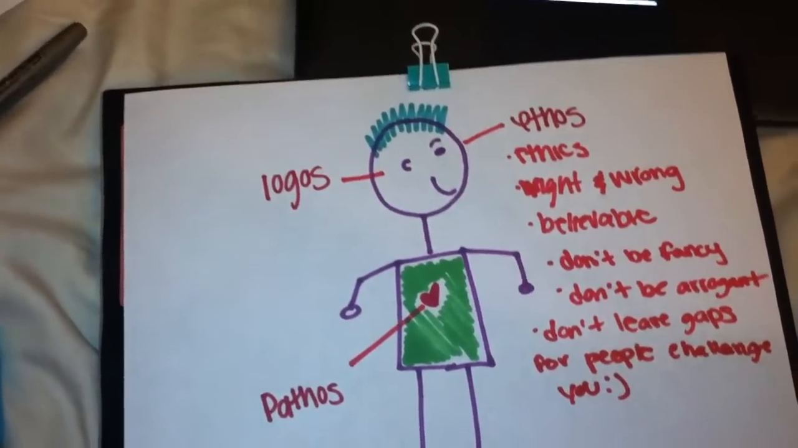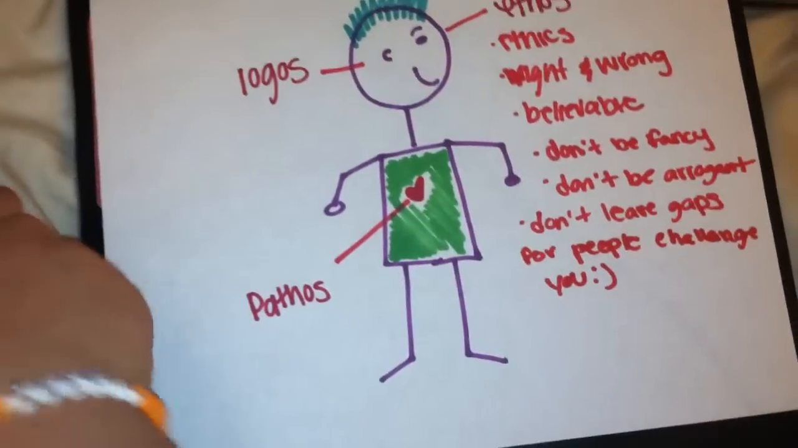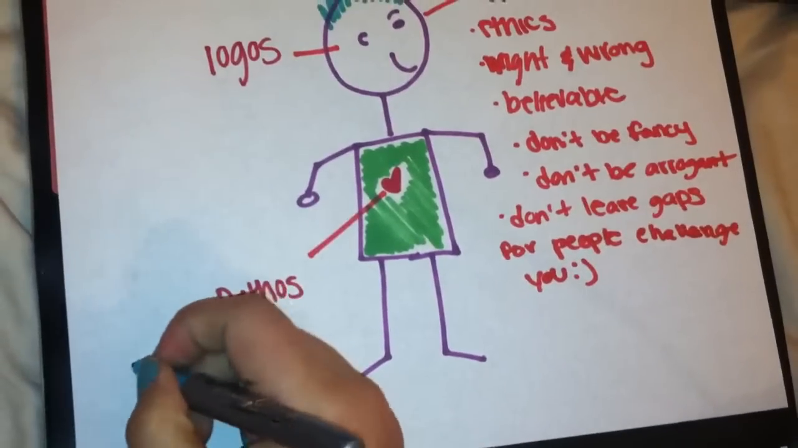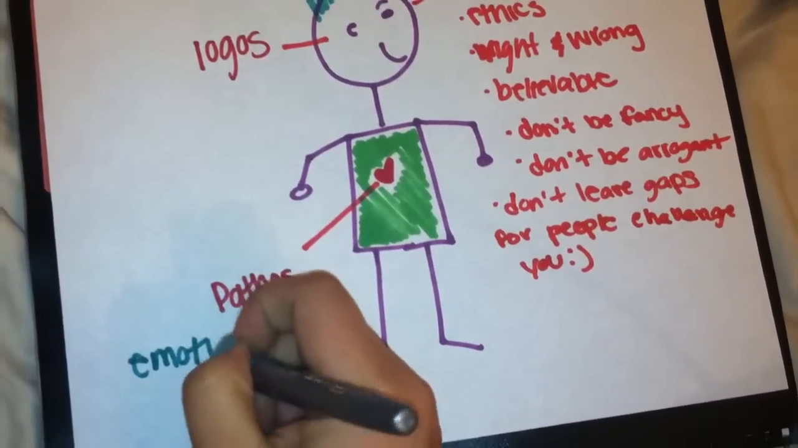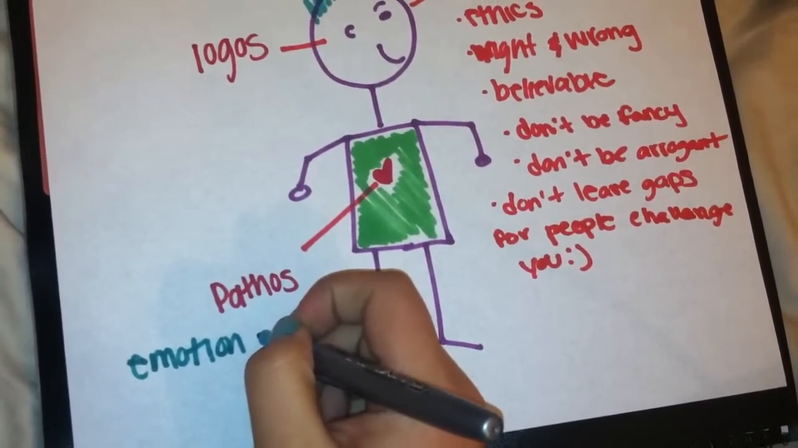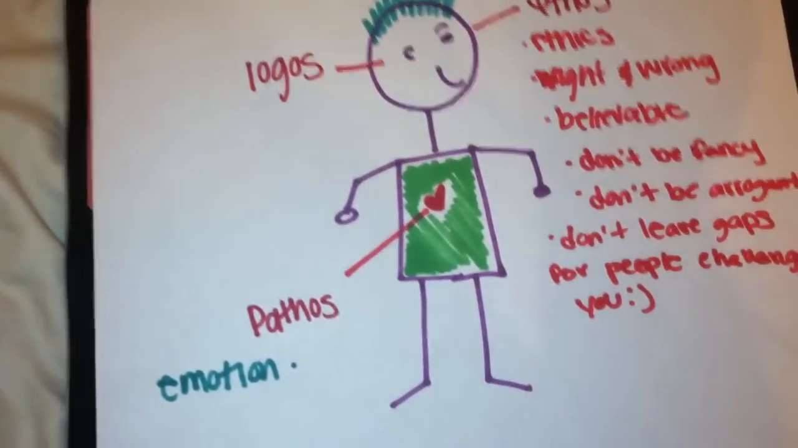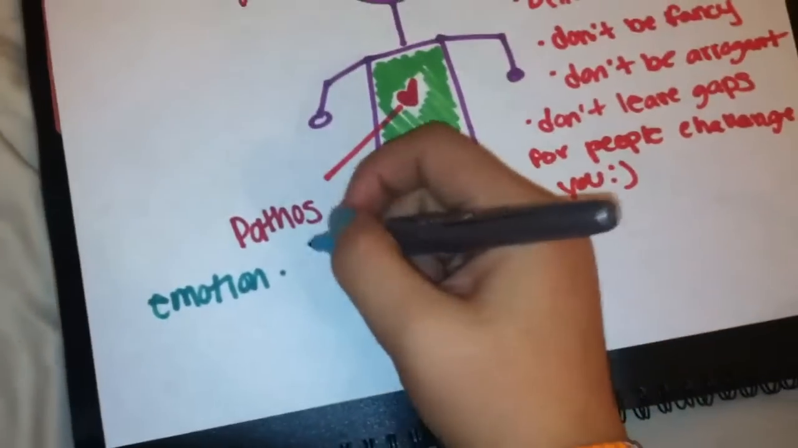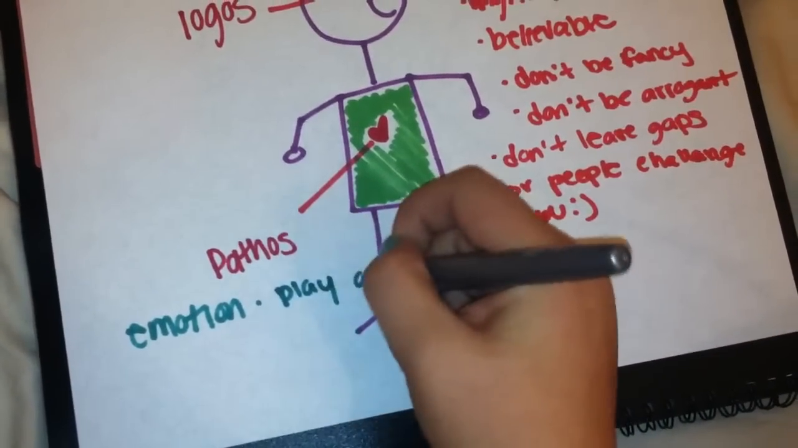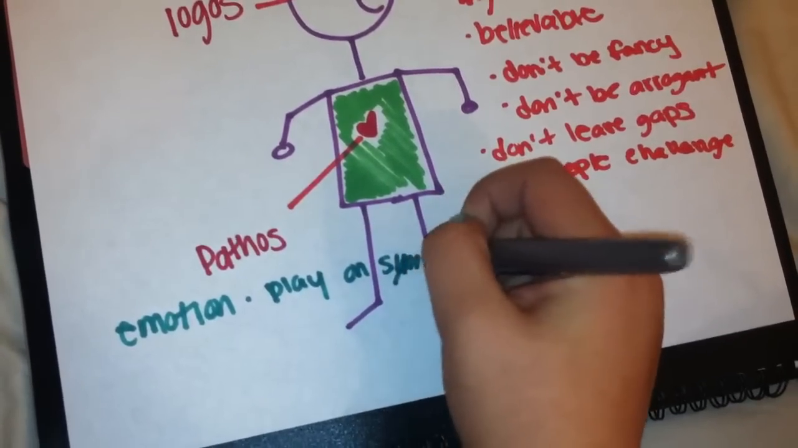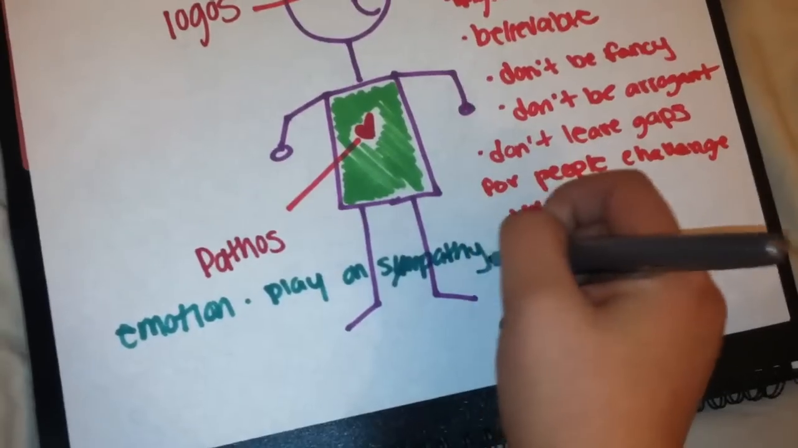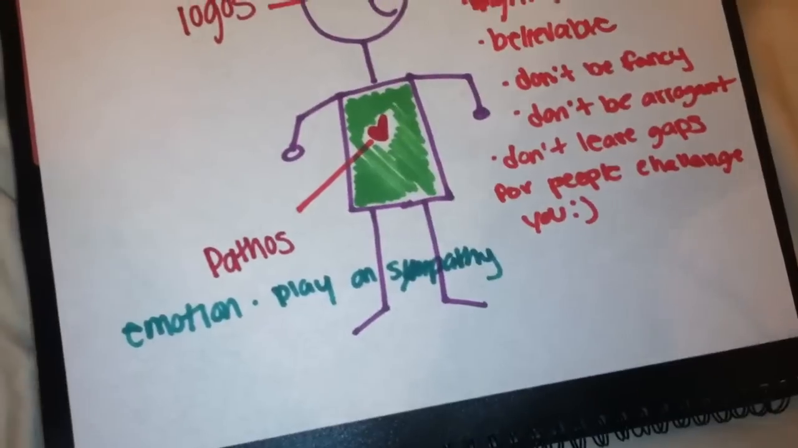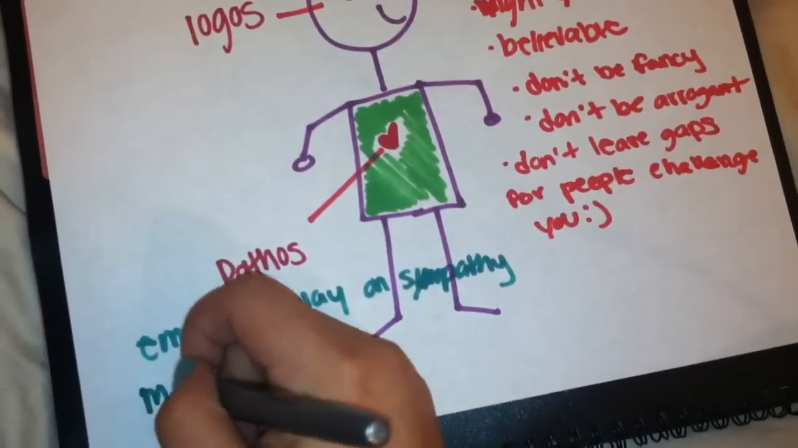Next, I'll talk about pathos for a little bit. And pathos stands for emotion. The argument is based on the person's emotions. You really want to play on sympathy and fears and desires, such things like that. And you want to make the reader feel what you feel.